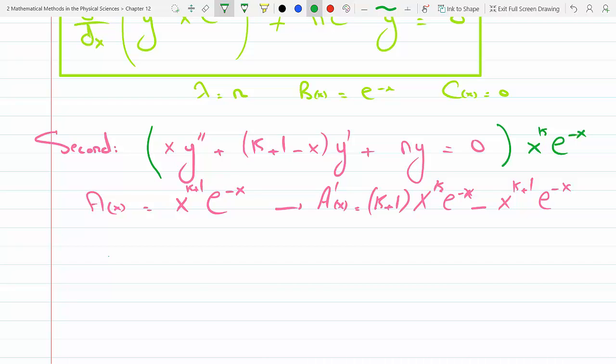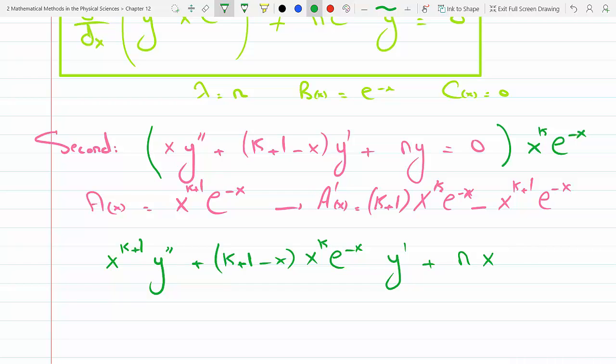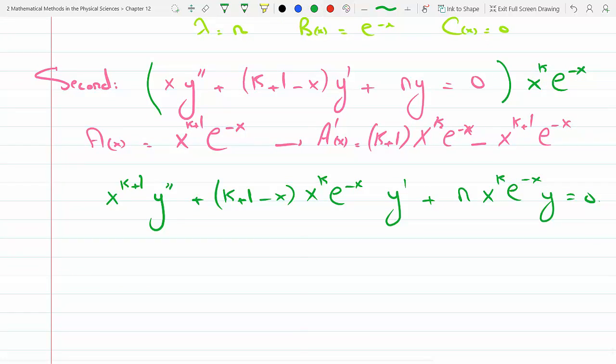Let's make sure. So now I have x to the k plus 1 y double prime, so I'm multiplying the x to the k e to the minus x, plus k plus 1 minus x, times x to the k e to the minus x y prime, plus n x to the k e to the minus x y equals 0. Okay, so oops, I forgot e to the minus x here.